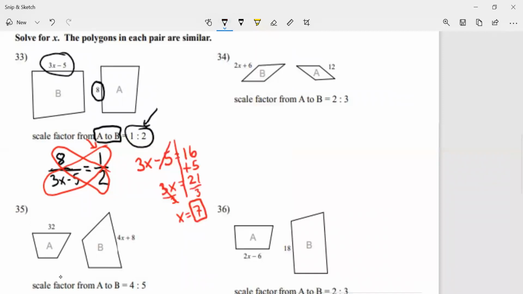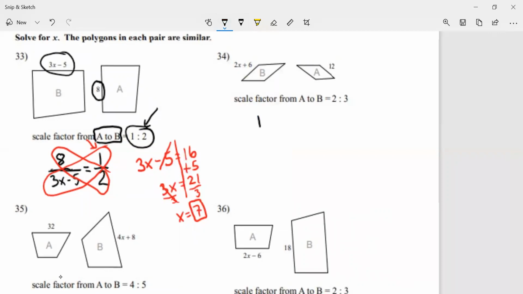The scale factor from A to B is equal to 2 to 3. So I'm going to write 12 over 2x plus 6. Because it said A to B, I'm going to put the information from figure A on top, and the information from figure B at the bottom. So 12 over 2x plus 6 equals, because my scale factor is 2 to 3, I'm going to write this as 2 over 3. All right, let me cross multiply.